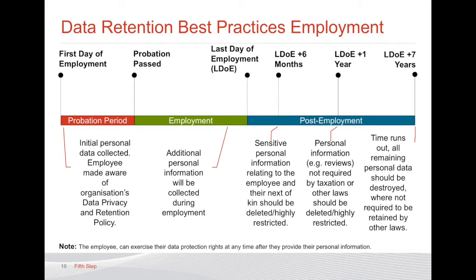So I've really laid out here that you've got the last day of employment plus 6 months and the last day of employment plus 1 year, and then we go on over onto the far right where we've put the last day of employment plus 7 years. So plus 6 months, we're restricting or deleting sensitive personal information. If the person hasn't rejoined within that 6 month period, then at that point we're taking the decision as to whether we want to keep their information, their sensitive personal information, any longer than we already have.